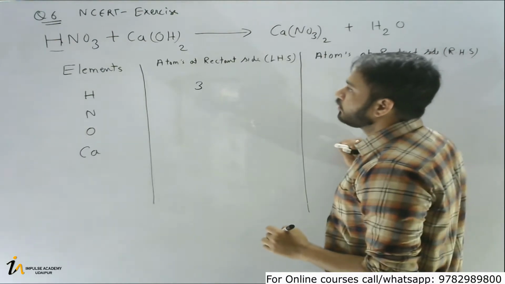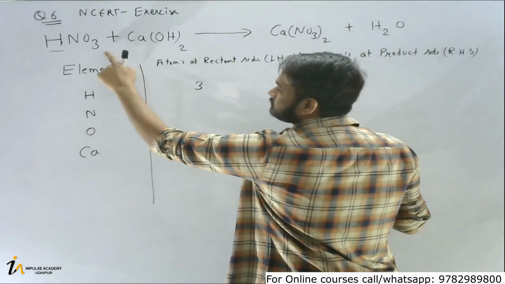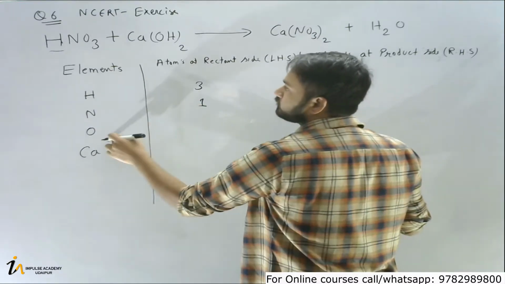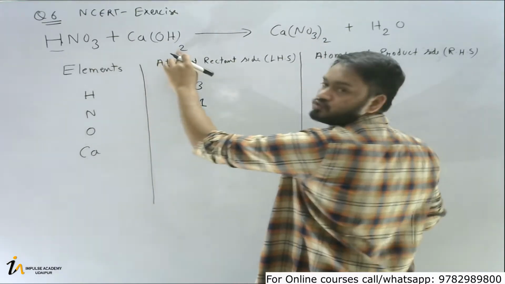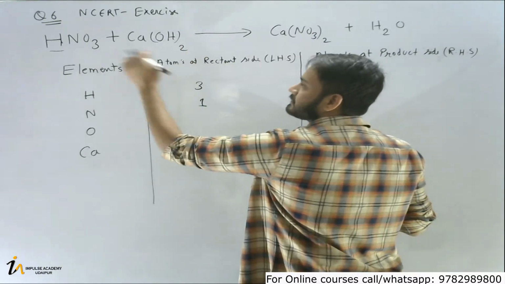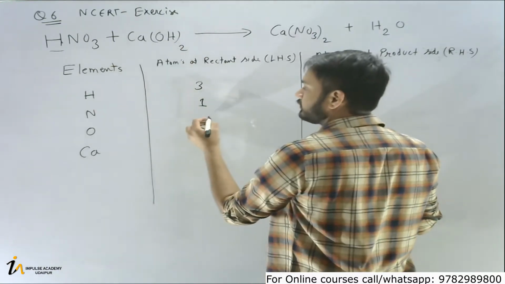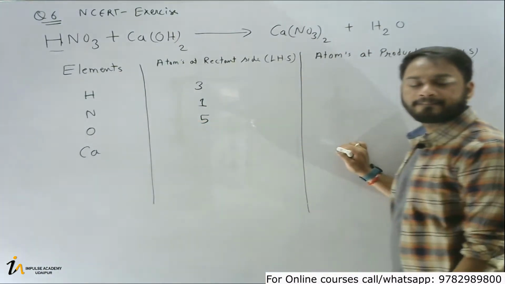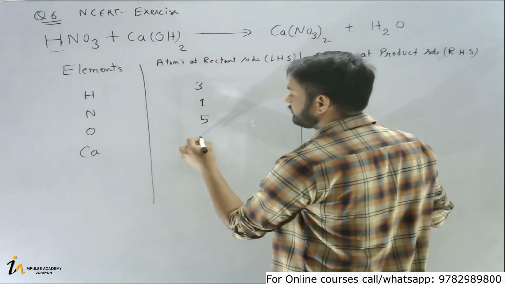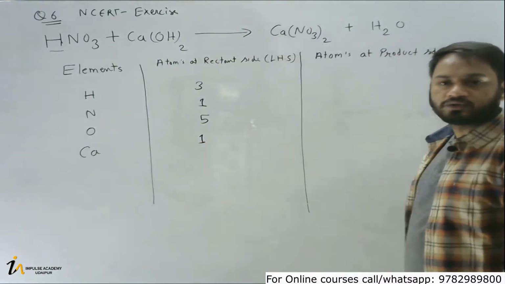Now how many atoms of oxygen? Sorry, nitrogen, it is only 1, so we'll write 1 here. Now oxygen it is 3 plus 2, 3 plus 2, here it will be plus. Multiplication is used elsewhere, but here it is plus, so 3 plus 2 equals 5. Now calcium here it is 1. Okay, so it is simple.